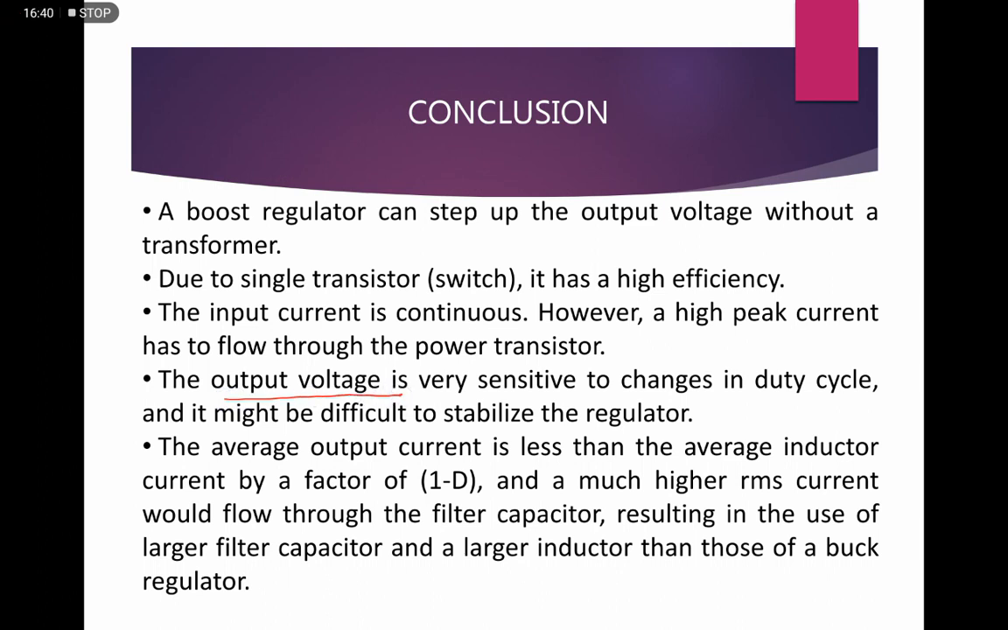The average output current is less than the average inductor current by a factor of 1 minus D. This is what we need to calculate, refer back to the previous slide. And then there is the use of a large filter capacitor, and also a large value of inductor.